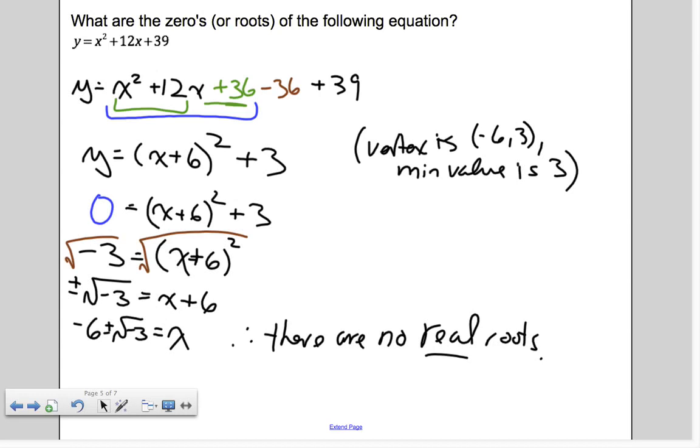Because it doesn't even pass through the x-axis. Looking over here, you don't expect us to graph this? No, I can still expect you to graph it. But your vertex is negative 6 comma 3, which places us somewhere over here, right? So this is our vertex, negative 6 comma 3, and it goes up. It never crosses the x-axis. y can never be 0. It makes sense. There are no real roots.